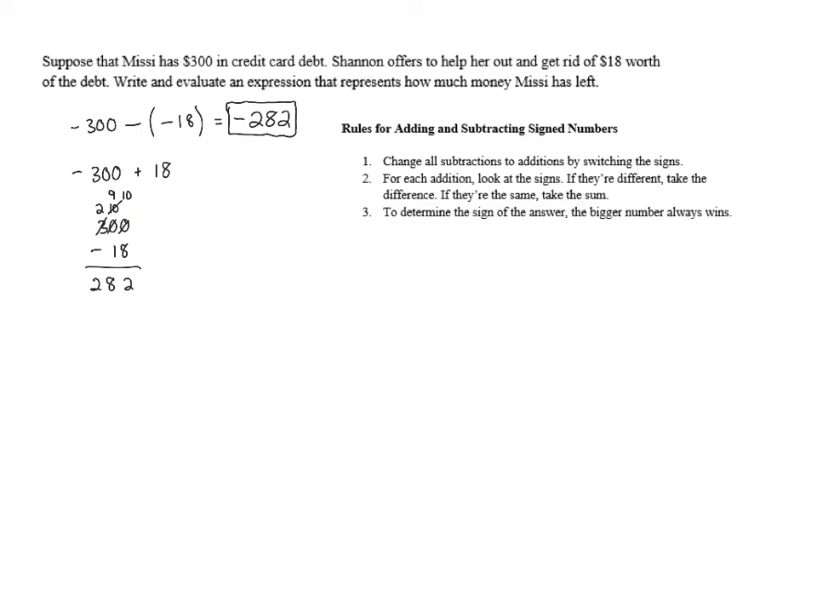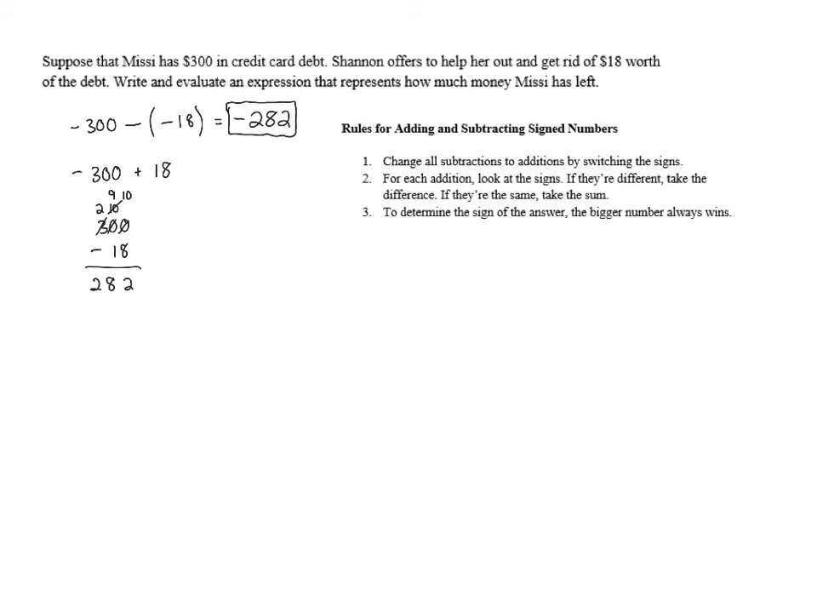And then the last step, to determine the sign of the answer, the bigger number always wins. That means that if the bigger number was negative, the answer is going to be negative. And if the bigger number was positive, the answer is going to be positive. Let's do two more quick examples, and then you can look at some of the other examples if you feel like you still need a little bit more help.